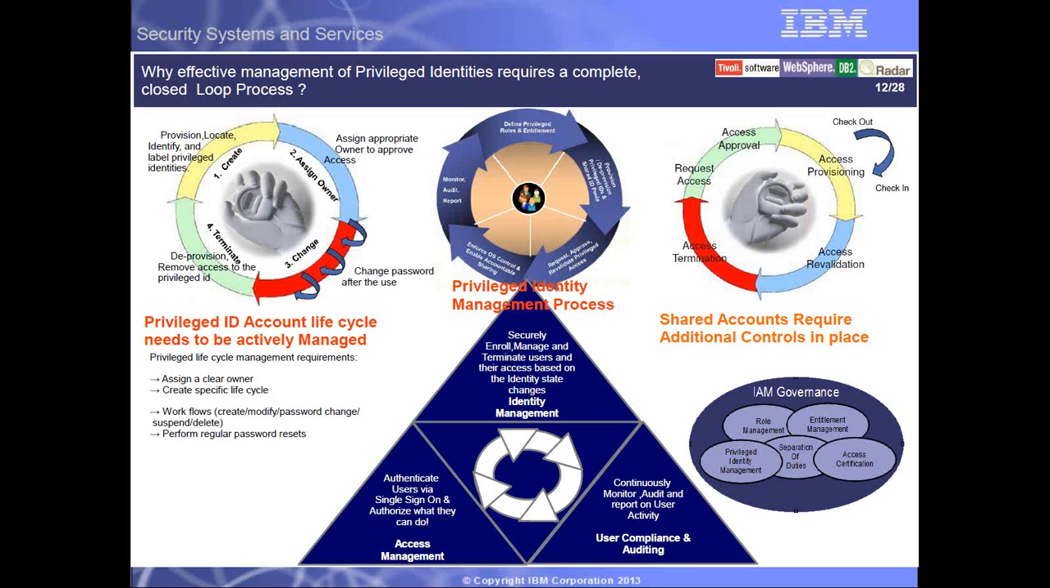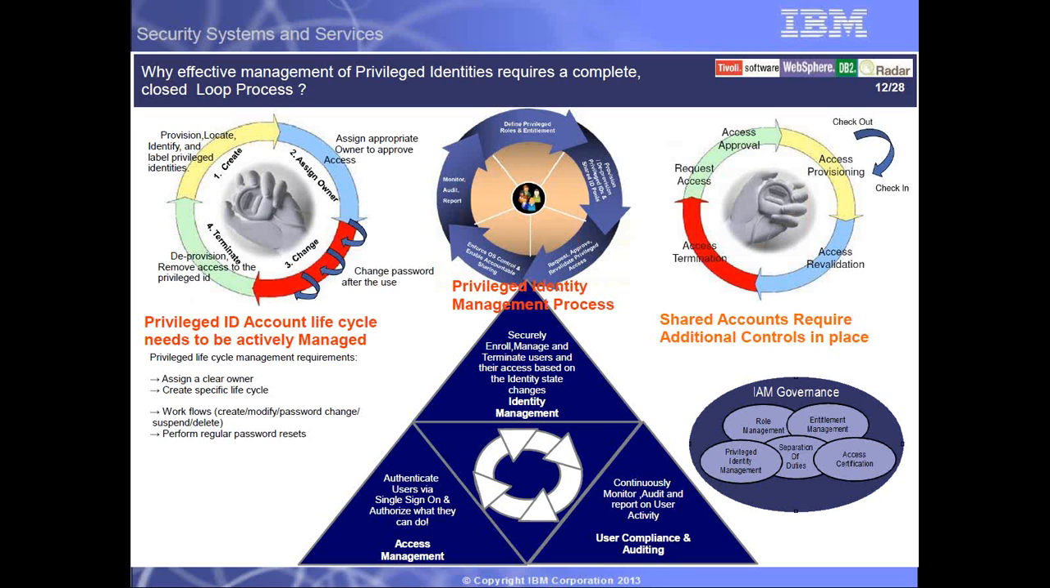Here we'll understand why effective management of privileged identities requires a complete closed loop process. It cannot be just securing it. You have to close it from each of these cycles.